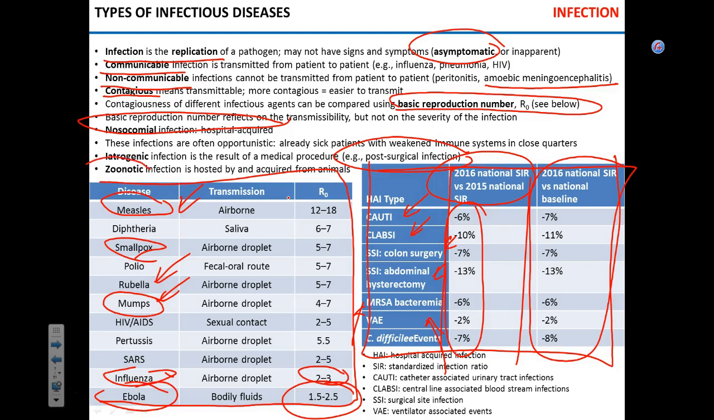Finally, zoonotic infection is acquired from animals. We have a bunch of zoonotic infections, from West Nile virus or yellow fever to some types of influenza. Okay, so we're going to wrap it up.